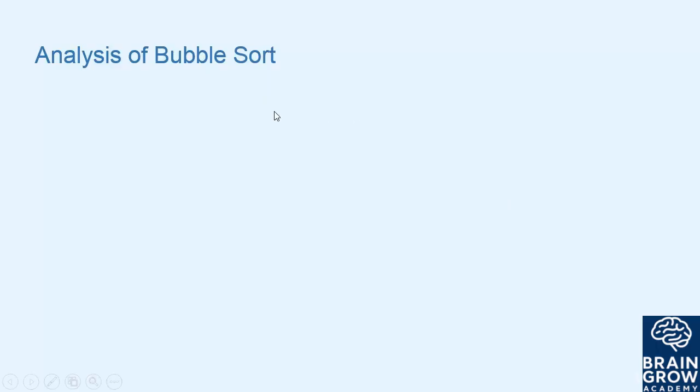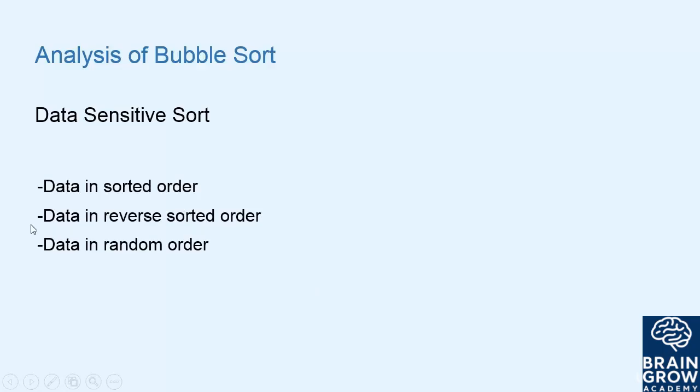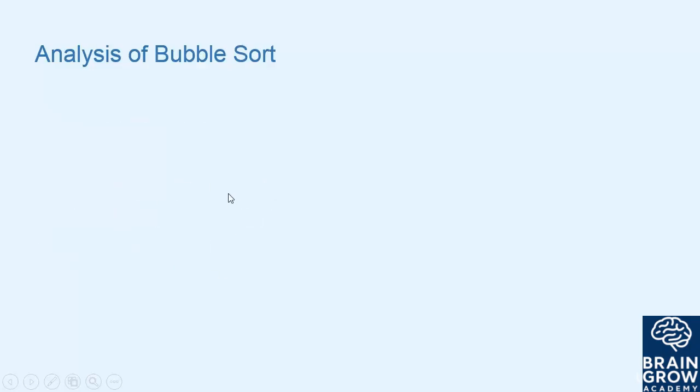Now let's analyze the bubble sort algorithm that we have studied. A bubble sort is a data sensitive sort. That means the performance of the sort will depend on the order of the input data. It will have different performance when the data is in sorted order, or it is in reverse sorted order, or in random order. So let's see its performance in all these 3 cases.